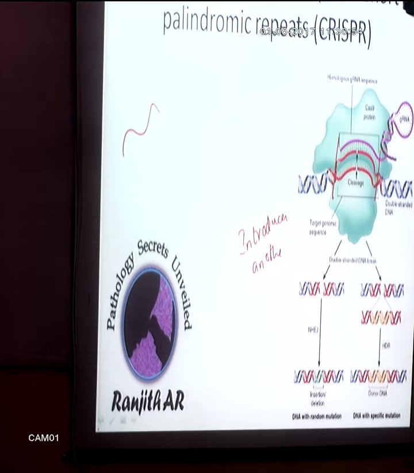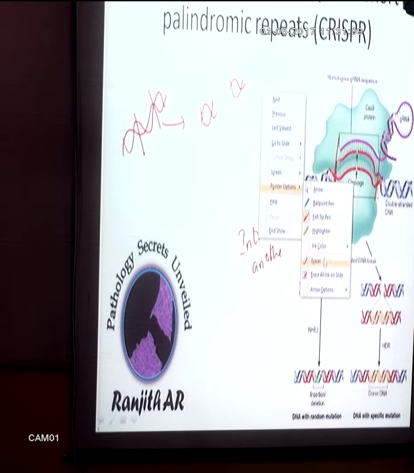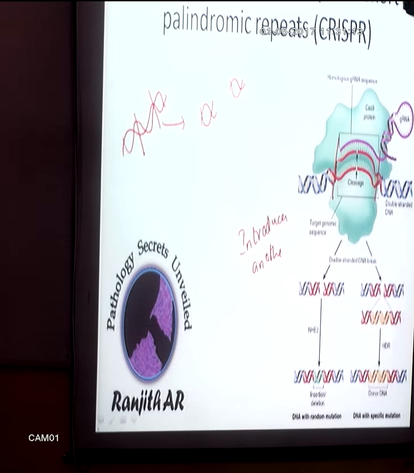There's a DNA like this. What my CRISPR does is it cuts this part, and instead of that it adds a new desired thing which I want. This is CRISPR. It adds a new thing which I want.